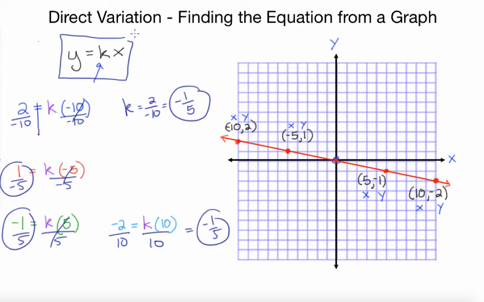So I can conclude that the line graphed here with these points showing has to be the equation y equals negative 1/5, that's my constant, we just solved for that, times x. All right, hopefully that's helpful. A helpful example of if I'm given a graph, how do I find the constant? How do I make an equation from the graph?